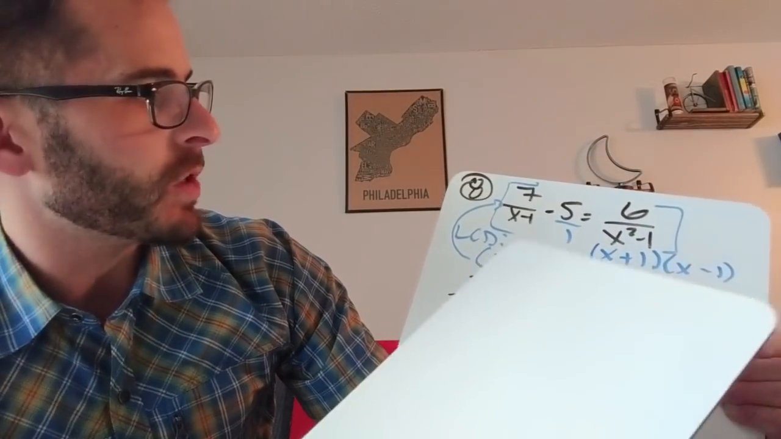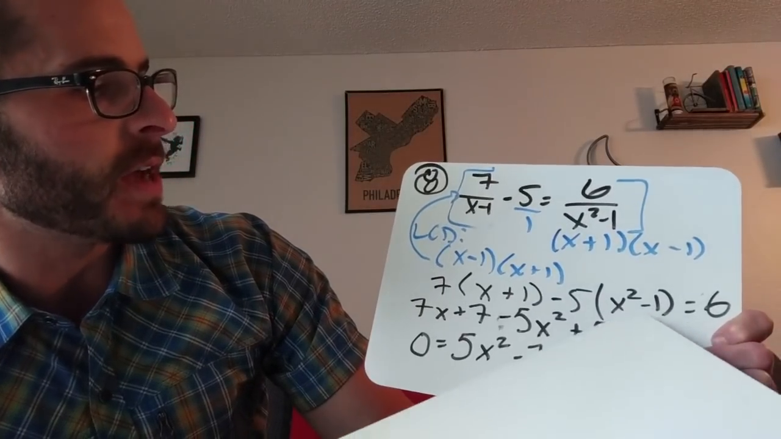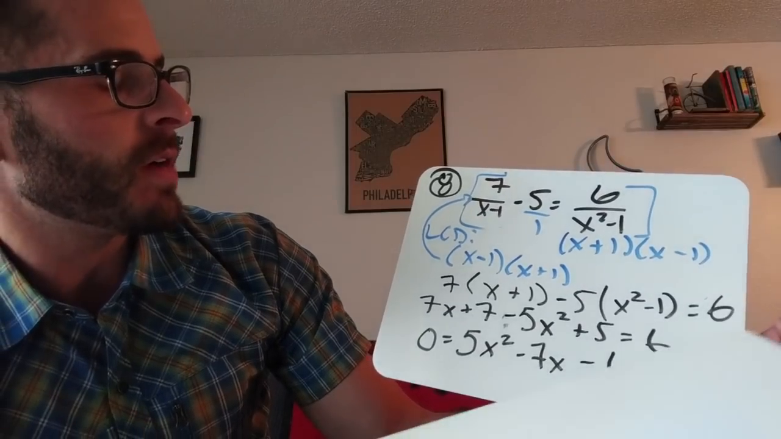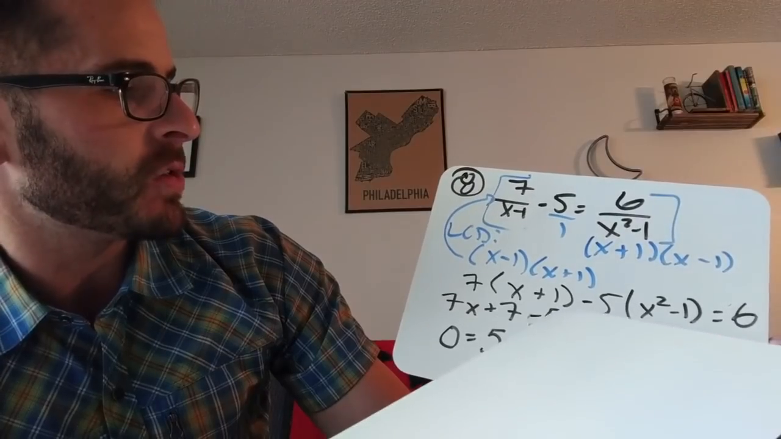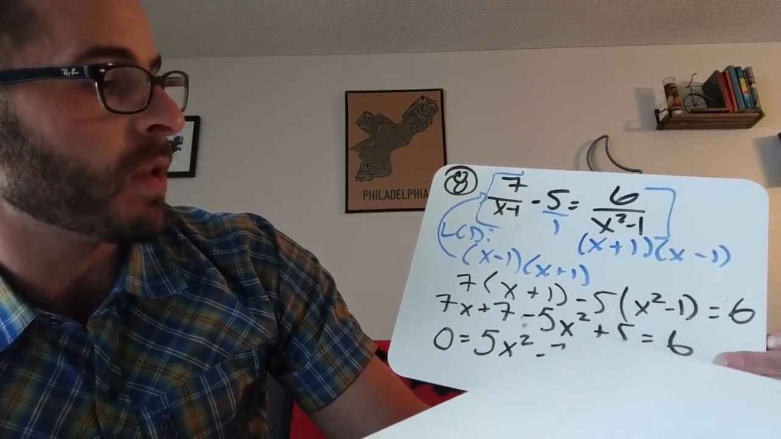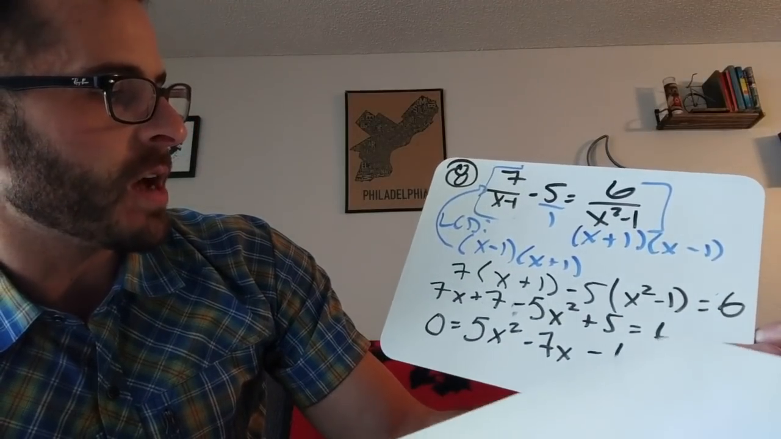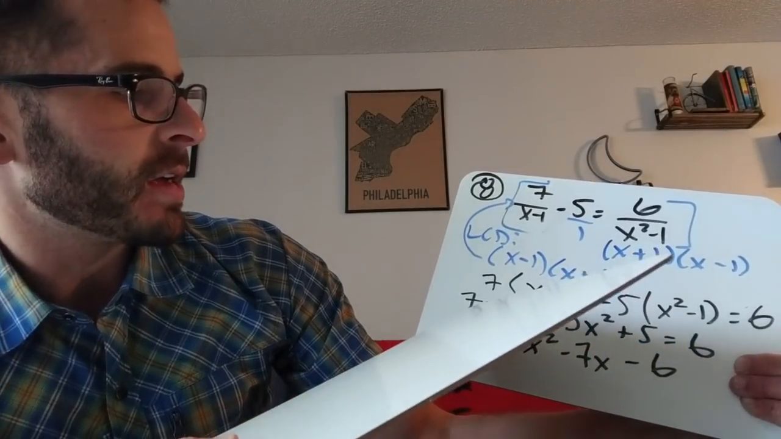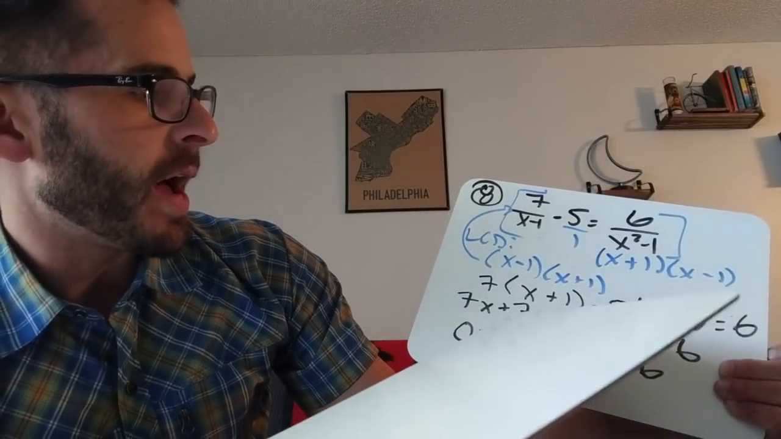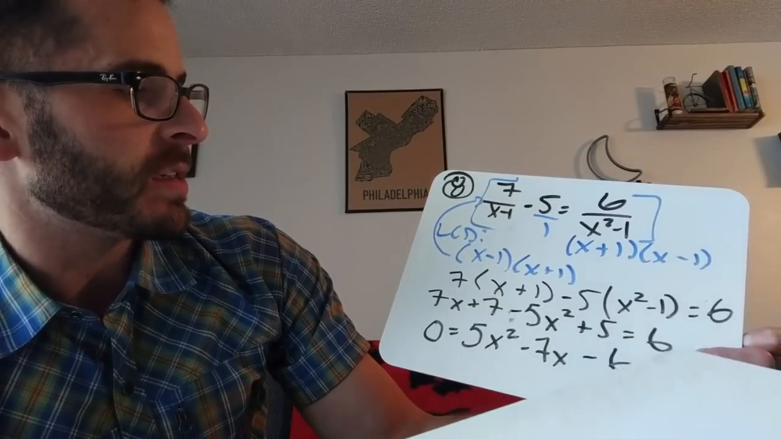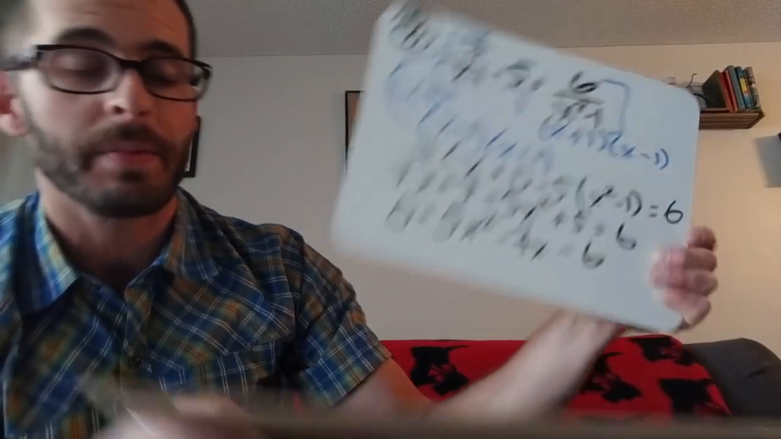So let's just make sure this is correct so far. The x minus 1's canceled out, so the x plus 1 goes there. Nothing canceled out, so x squared minus 1 goes there. Everything canceled out, that's a 6. You distribute the 7, you get 7x plus 7. You distribute the negative 5, you get negative 5x squared plus 5. And the 6 is a 6. I added the 5x squared to the other side. I got positive. I took away the 7x over here. I got negative. I added 7 and 5 together, get 12, but then 6 minus 12 is negative 6. So I think this is correct, which means we have to do some mental math.